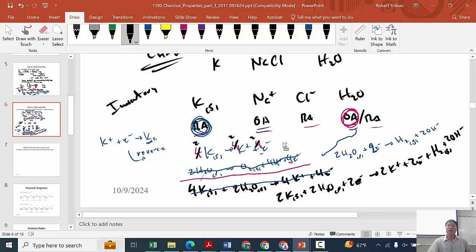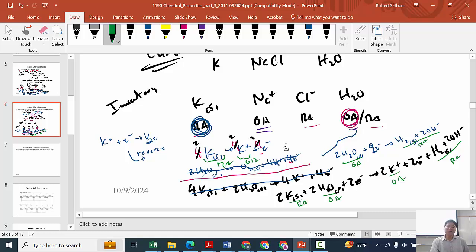All right, now I'm going to look for driving force. The driving force I'd like to assign off the half reaction. So this is my reducing agent. It gives up electrons. This will be my conjugate oxidizing agent. And so potassium is our reducing agent. Potassium ion is the conjugate oxidizing agent. And then water is going to be the oxidizing agent. And hydrogen and hydroxide, this will be the conjugate reducing agent.